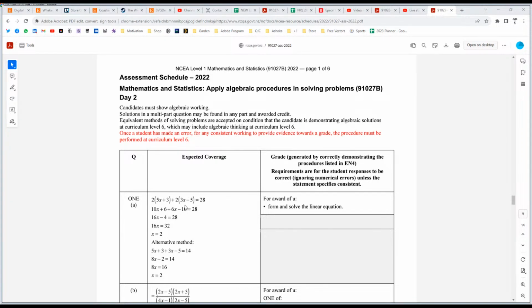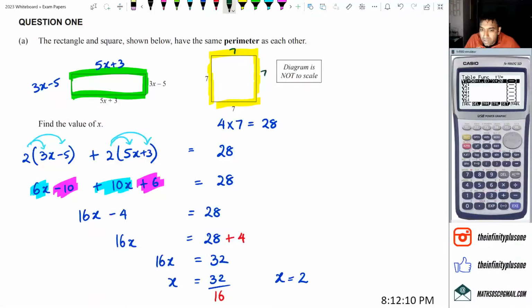So as you guys can see, this question is worth achieved, but you've got to form and solve the linear equation. So if you just write the answer of x equals 2, you probably won't get a grade for it. So you'll need to write up some sort of equation to actually get that achieved grade.